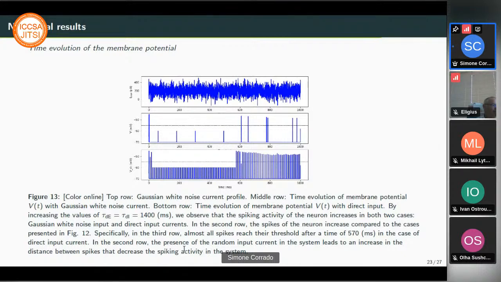What we can observe is that in the last row, which is the non-stochastic situation, almost all spikes reach their threshold after a specific time. Whereas in the stochastic situation, the presence of random input current in the system leads to an increase in the distance between spikes. And as you know, if the distance between spikes is increased, it effectively indicates that spiking activity in the system decreases. So that's basically what I would like to present today.